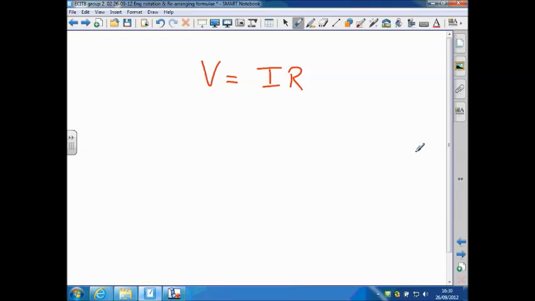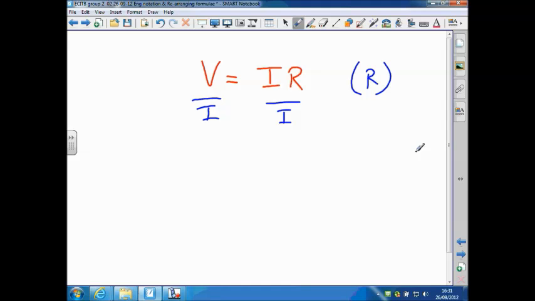I want to rearrange that formula to make R the subject. So I look at the right hand side and I see that R has been multiplied by I. So what do I do? Divide by I to get rid of it. Okay? If I divide by I, what must I do to the other side? Right, the same thing. Whatever I do to one side I must do to the other to keep it balanced, effectively.